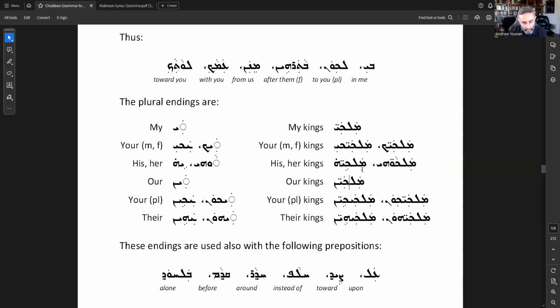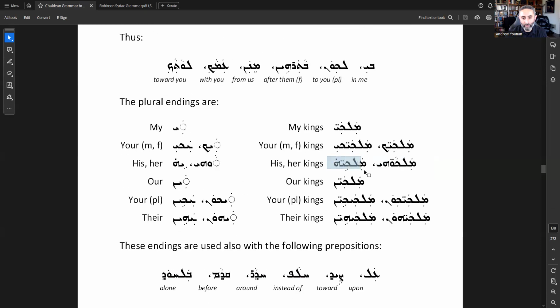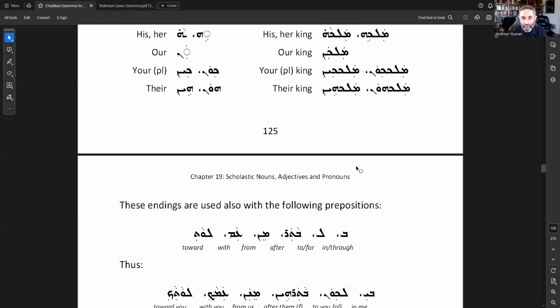Melke. Now, here's a problem. Her kings, melke, sounds very close to his king, melke. And I don't know what to tell you. That's just something to learn. That's just the way the language is. Melke, with that yod in the middle that's not really pronounced, is her kings. Then we're back to a good pattern. Melkein, our kings. So malkan, our king. Malkain, our kings.